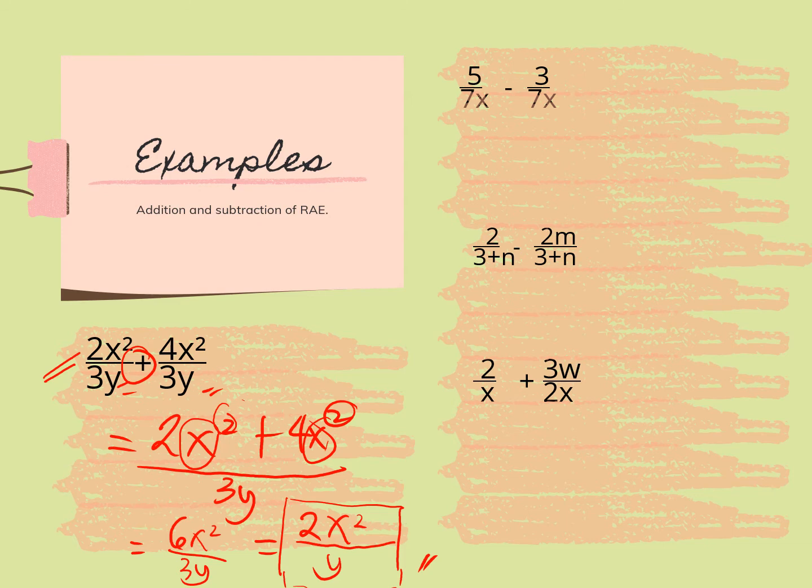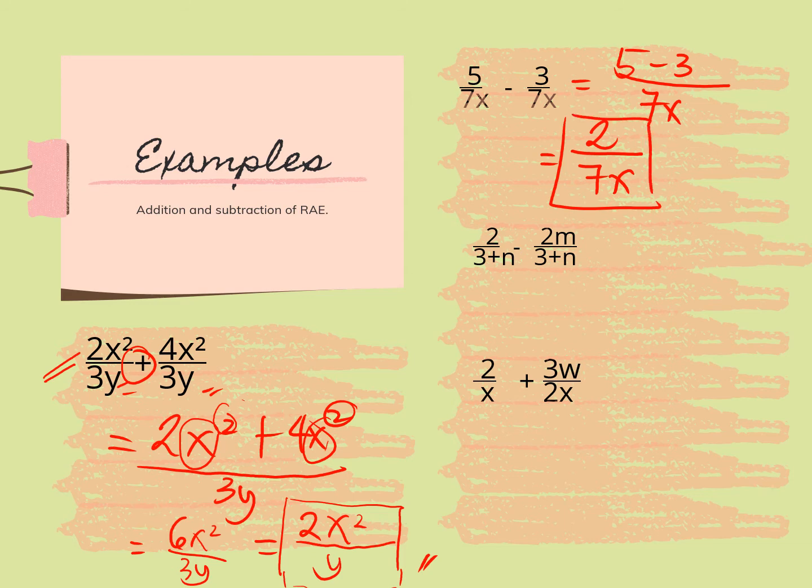Okay, let's move on to the next example. Here, we have subtraction. It works the same way as subtracting similar rational algebraic expressions, or similar fractions. You just subtract the numerators and copy the denominator, which is 7x. So you will have 2 over 7x, and that will be our final answer.